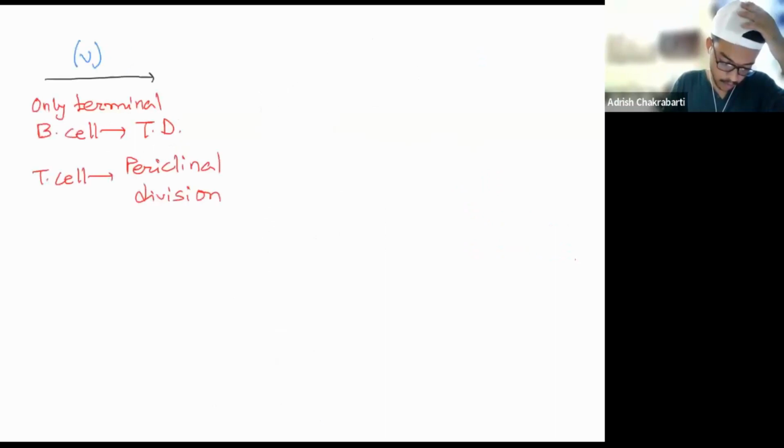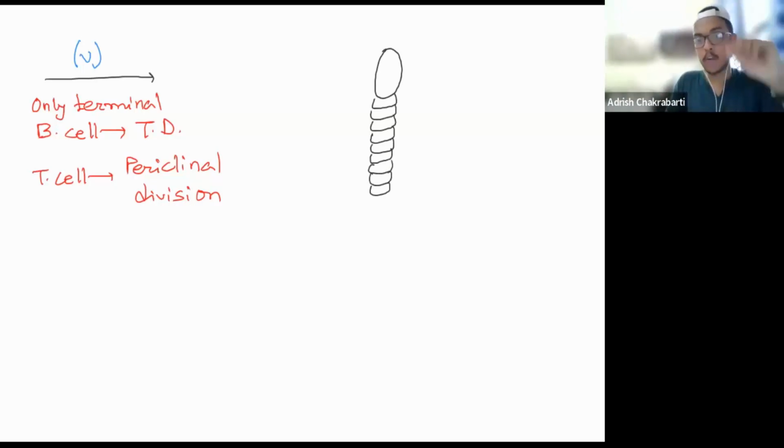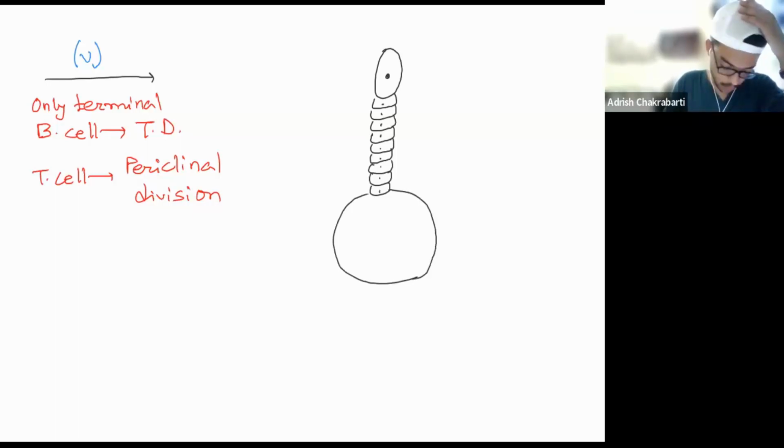Okay. So now let me just draw the final structure for you guys. You had 8, only 2 of them are dividing, so just add more to 2, 3, 4, 5, 6, 7, 8, 9, 10. And now it has undergone periclinal division. So maybe you are having some difficulty understanding what it is. Once I draw the diagram, it's going to be clear for you guys what exactly is being referred to here.